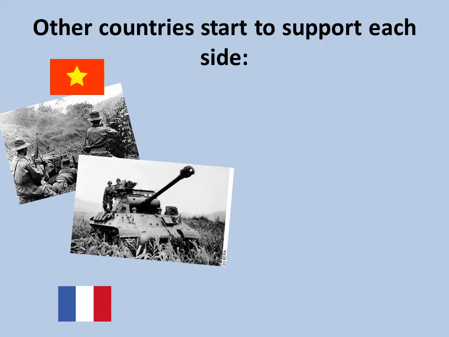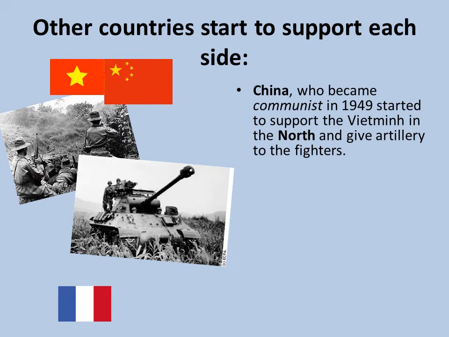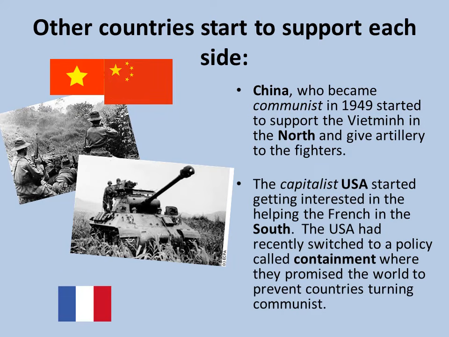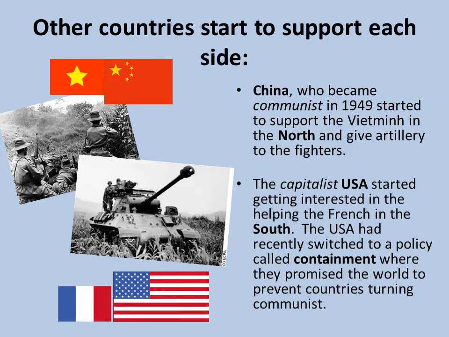The conflict grew in size as other, more powerful countries started to become interested. China, who became communist in 1949, started to support the Viet Minh in the north and give artillery to the fighters. In the south, the capitalist USA started getting interested in helping the French. The USA had recently switched to a policy called containment, where they promised the world to prevent countries turning communist. What better place to start than a conflict which was just that? Capitalism versus communism.